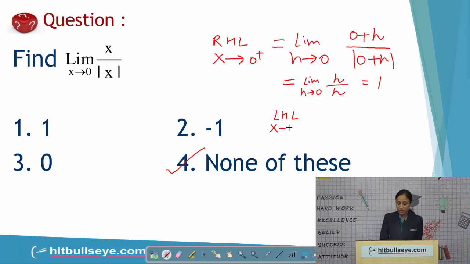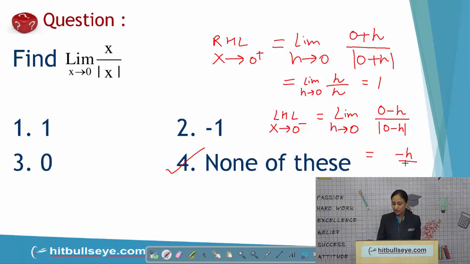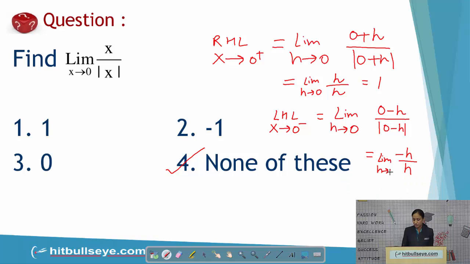Now let's take up the left hand limit. For left hand limit, we have x approaching 0 minus, and the working rule says that we can calculate it by taking limit h approaching 0 and replacing x by 0 minus h. So now in the numerator we have minus h, and in the denominator we have plus h, limit h approaching 0, and this is equal to minus 1.